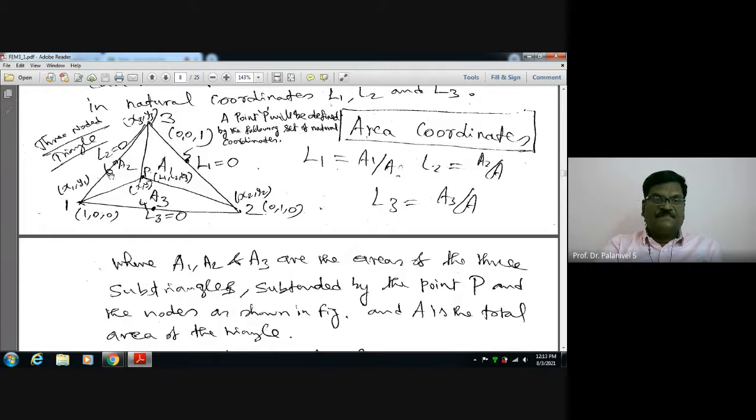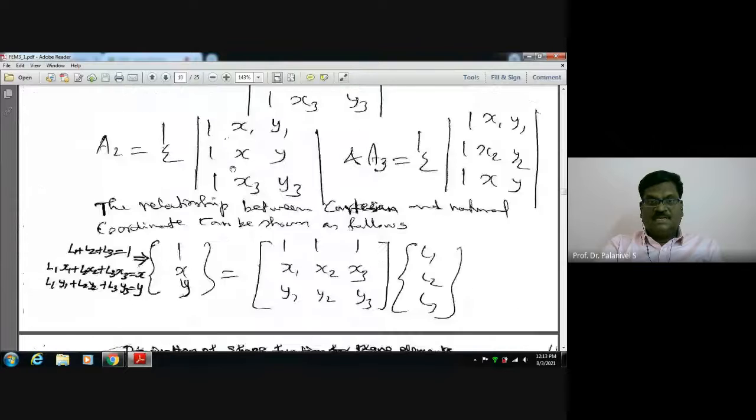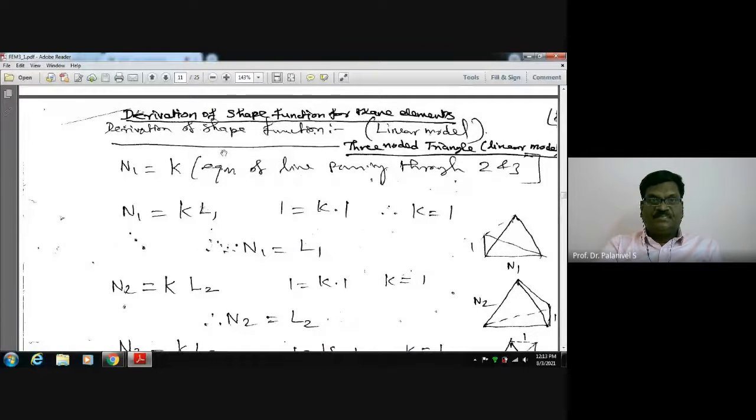Okay, three-noded triangle. For this, if you want to get the shape function for node 1, forget about node 1, only 2 and 3. You have to set up a line passing through 2 and 3. So what is the equation of the line passing through 2 and 3? At 2, L1 is 0. At 3 also L1 is 0. Only the L1 value has 0 value at both nodes 2 and 3. Therefore, L1 equal to 0 is the equation of the line. That is written here. So N1 equal to K into L1, and L1 equal to 0 is the equation of the line.